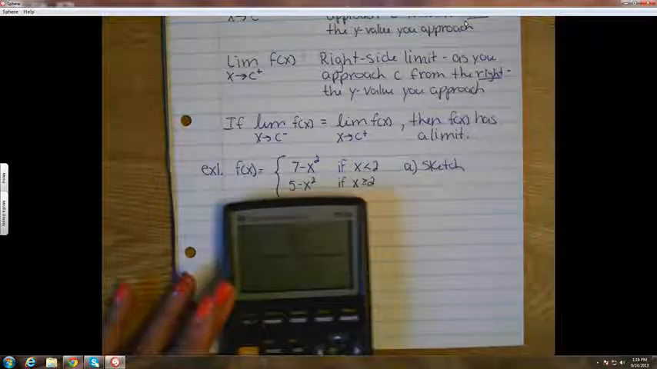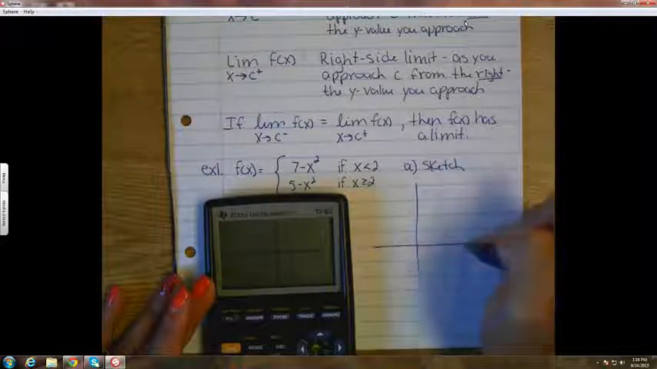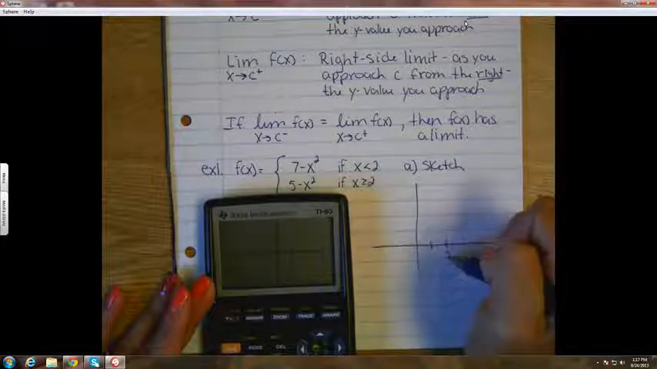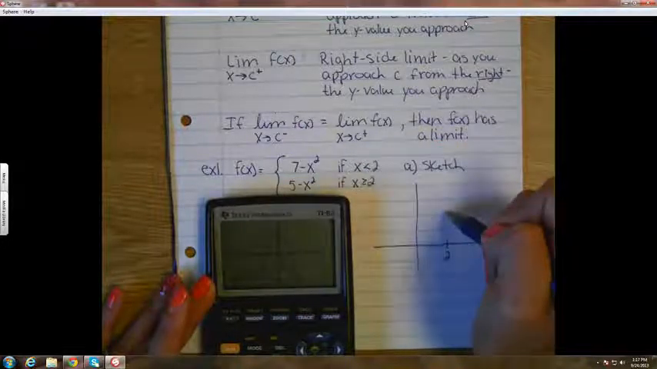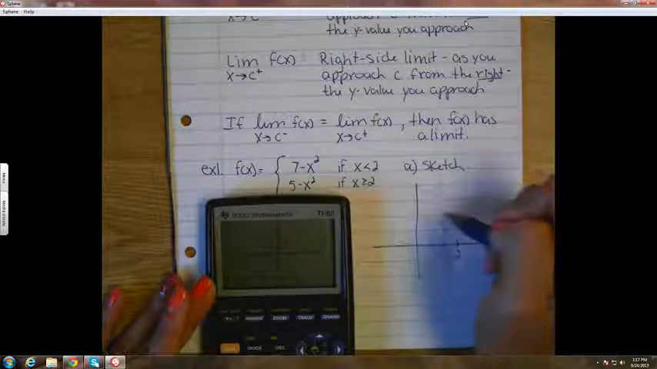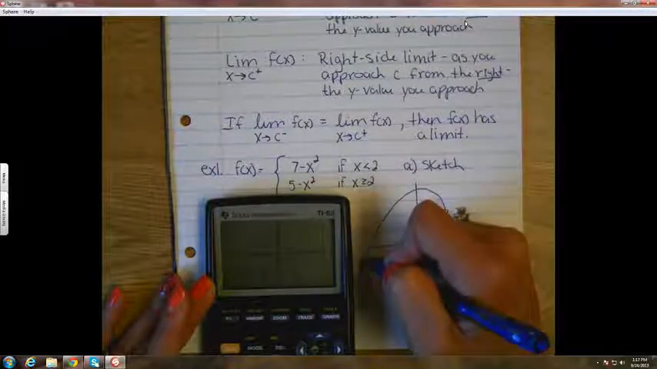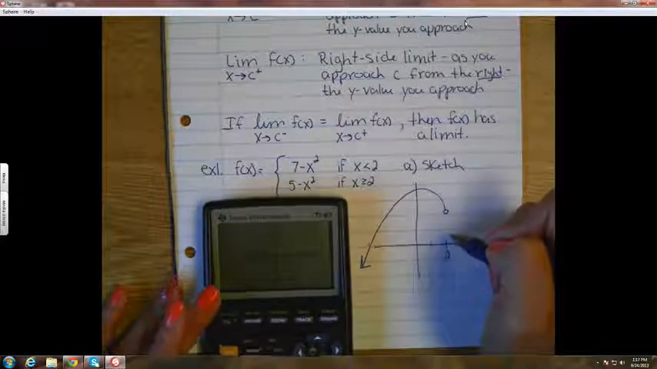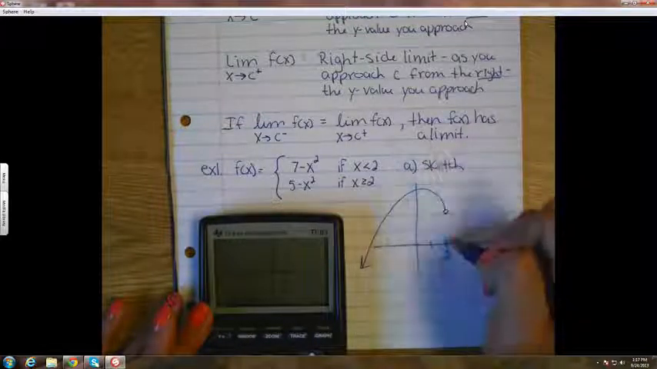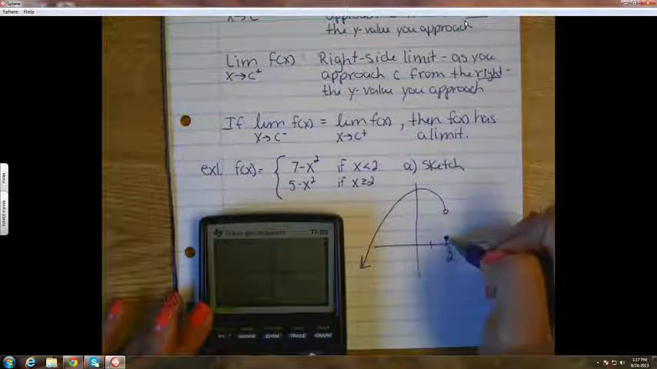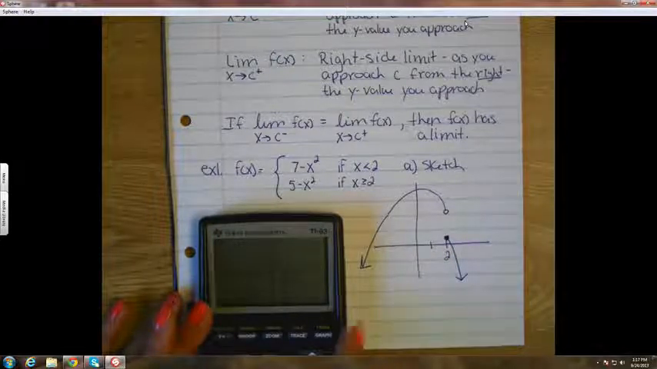Okay. So 2 is our breaking point on our domain. Okay, the first graph was the 7 minus x squared. So that's where I know that at 2 I'm going to have an open circle on that one because it doesn't equal 2 here. And then the other one at 2, there is a point because it equals 2. And if I put 2 in there, 5 minus 2 squared is going to be at 1. But there's a point there. And then it's coming down.